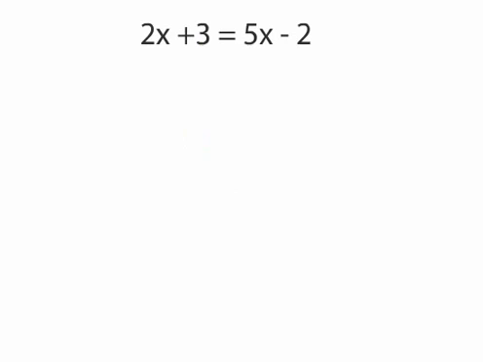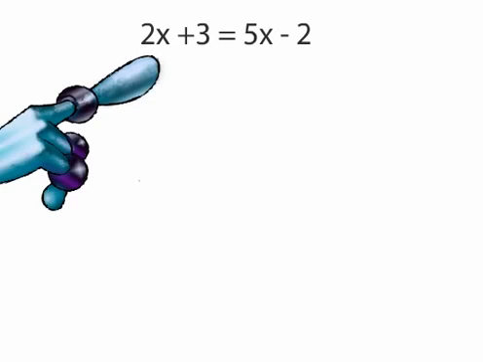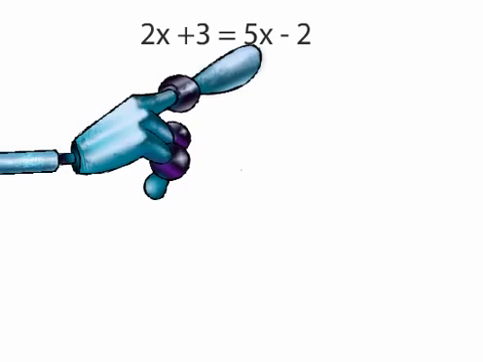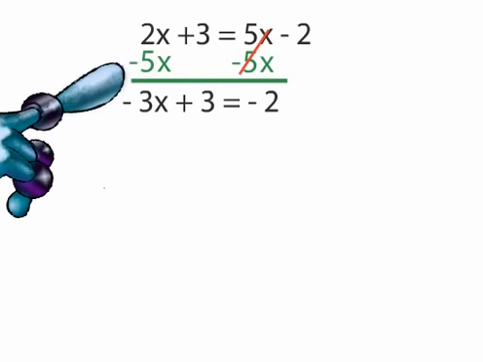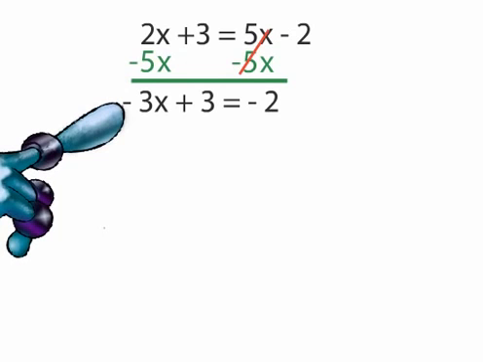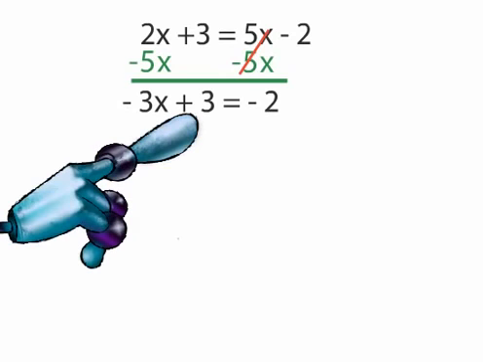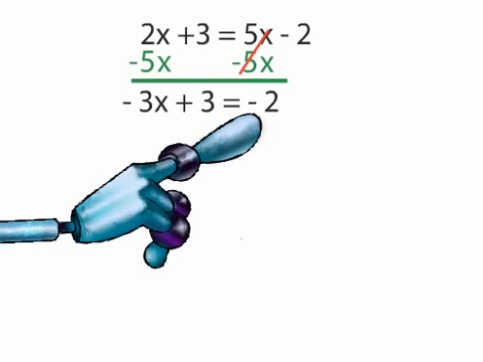Our last equation is 2x plus 3 equals 5x minus 2. For this equation, we have an x variable on both sides. We want to isolate the x variable on one side, so we subtract 5x from both sides. The two 5x's cancel out. 2x minus 5x equals negative 3x. Our remaining equation now reads negative 3x plus 3 equals negative 2.